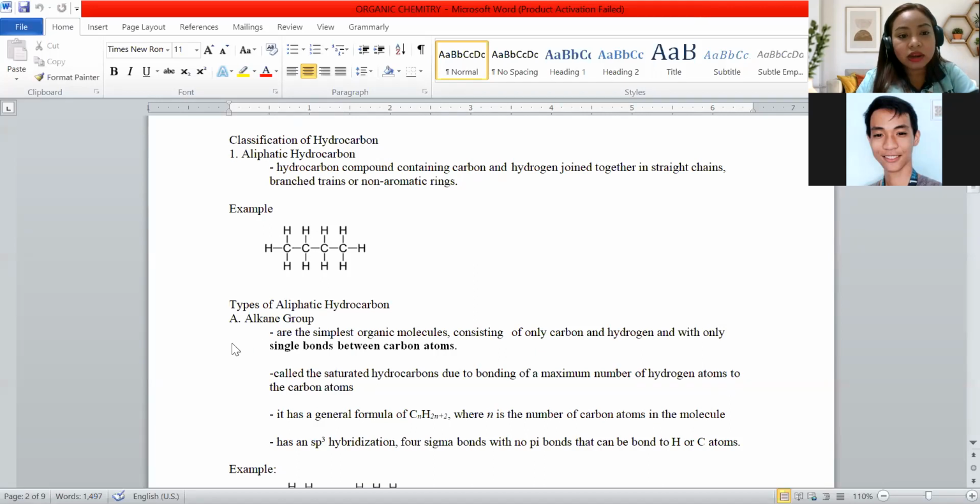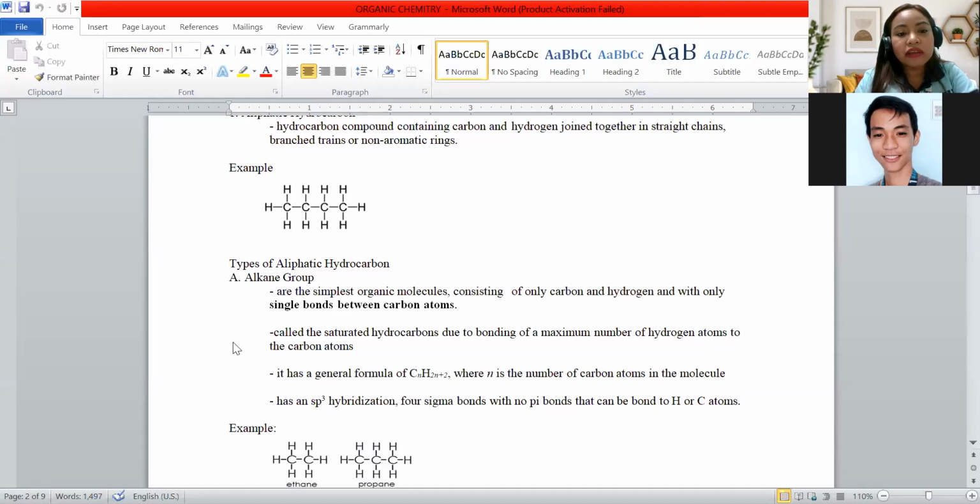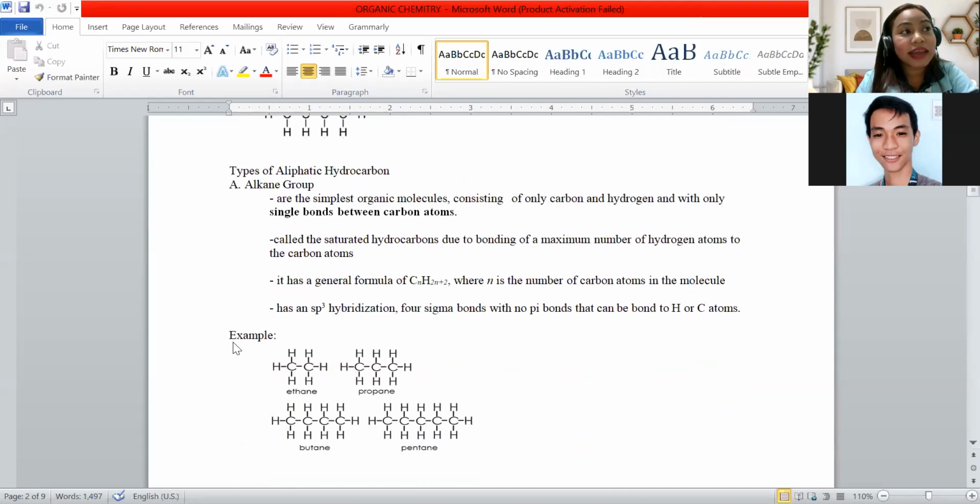So let's start with naming the aliphatic hydrocarbon. The aliphatic hydrocarbon is divided into three groups. The first group is called the alkane group. The alkane group are the simplest organic molecules consisting only of carbon and hydrogen, with only single bonds between the carbon-to-carbon atoms. And every carbon can only make single bonds.